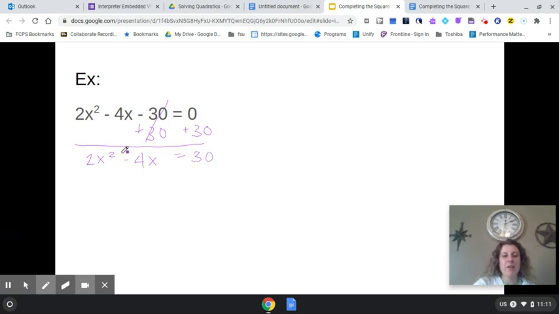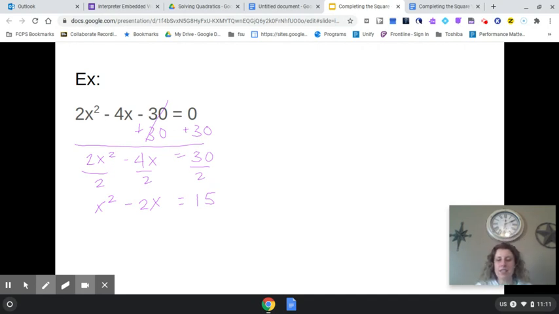Our next step is we divide by the lead coefficient. So our lead coefficient is 2. So I'm going to divide everything through by 2. This makes that lead coefficient 1. 2 divided by 2 is 1. So 1x squared, or just x squared, minus 2x, if we simplify that x term, and 30 divided by 2 is 15.